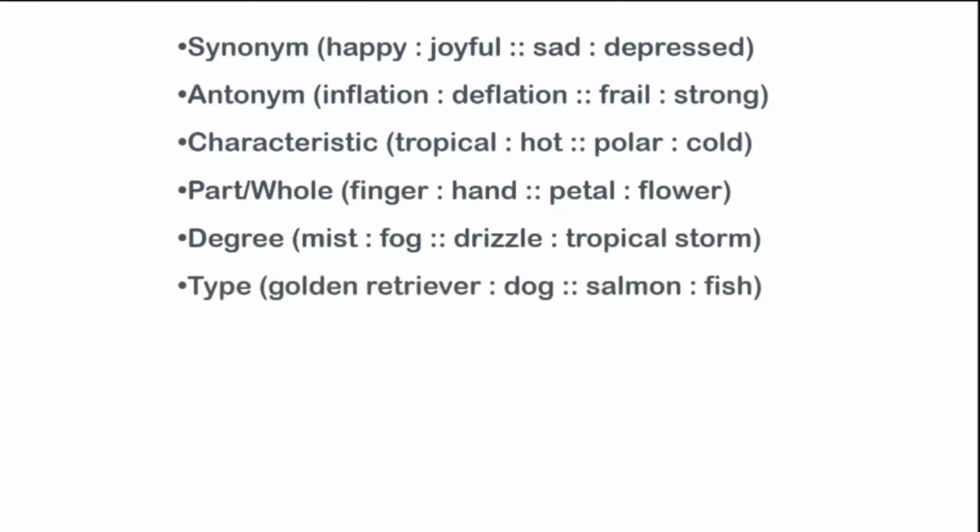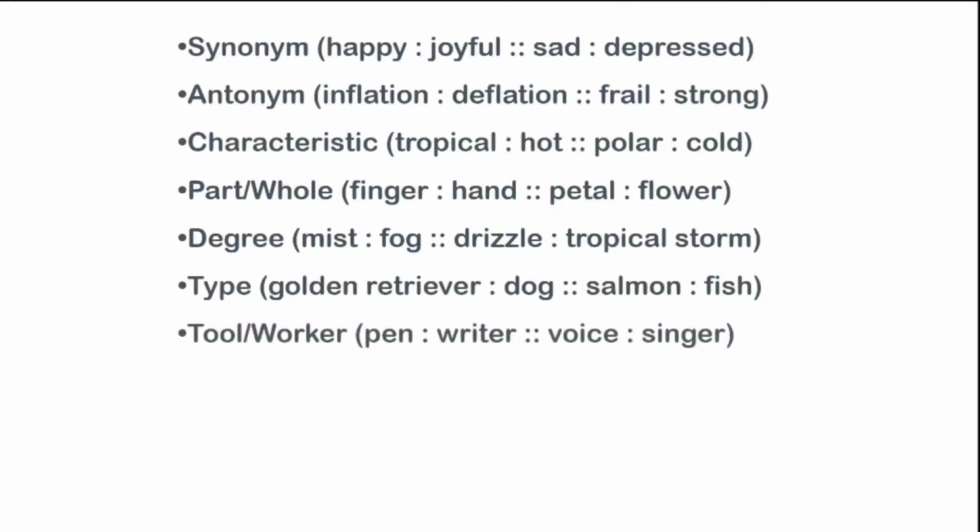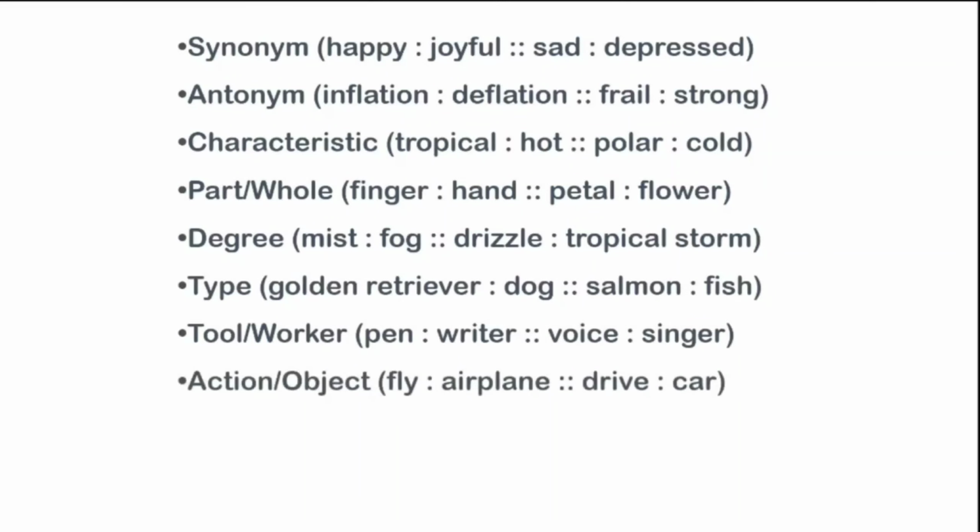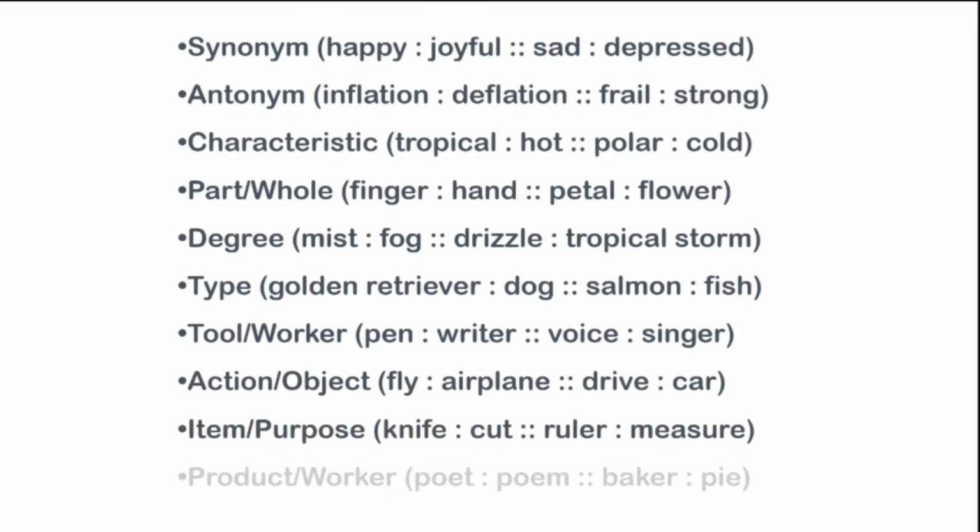The next one is type. Golden retriever is to dog, as salmon is to fish. The next one is tool or worker. Pen is to writer, as voice is to singer. The next one is action or object. Fly is to airplane, as drive is to car. The next one is item or purpose. Knife is to cut, as ruler is to measure.